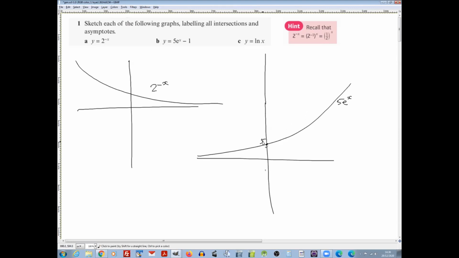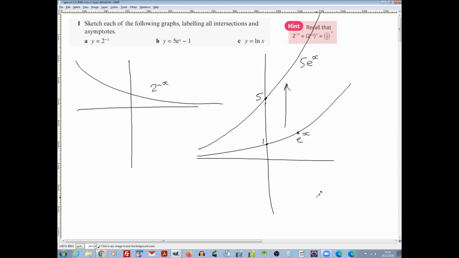Oh no, hang on. Will 5 make it steeper? Yes. Well, if that's e to the x, 5e to the x is going to be scaled up by 5. The whole thing is 5 times higher. So every y value is going to be multiplied by 5, including these ones as well. So does it make it steeper? Yes, you're quite right. It'll multiply the gradient by 5.